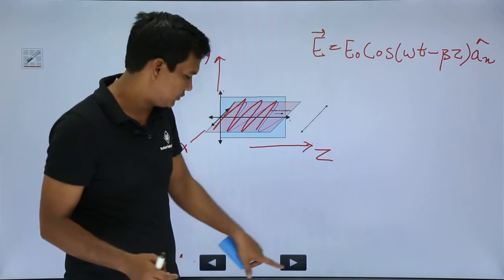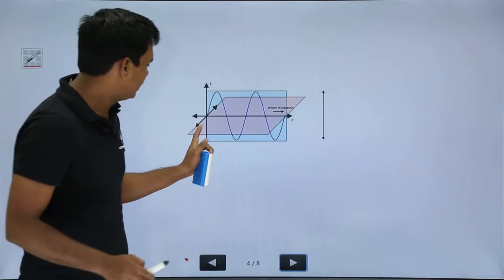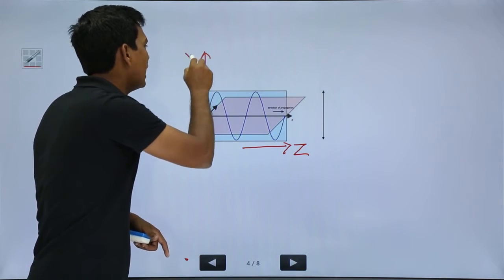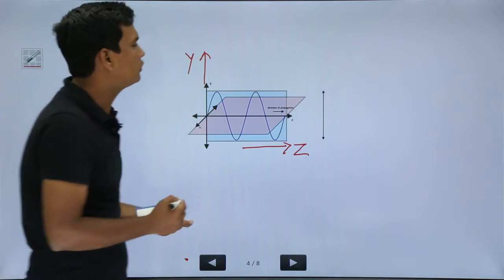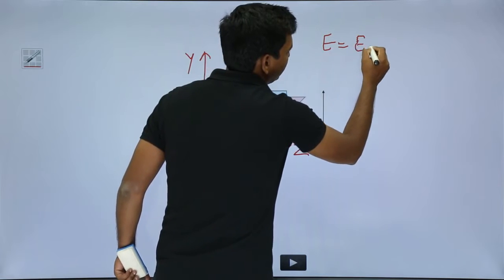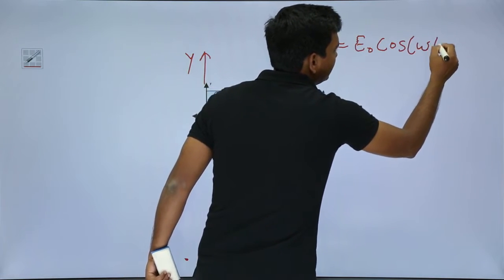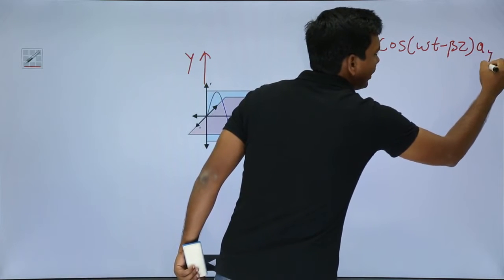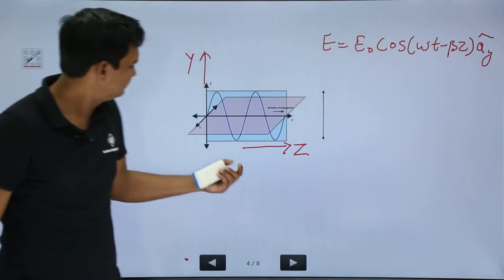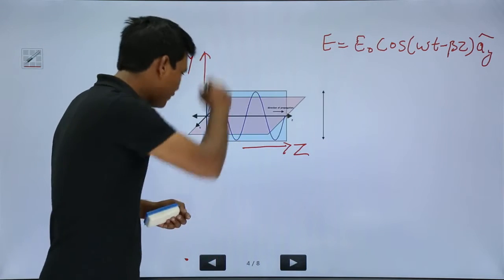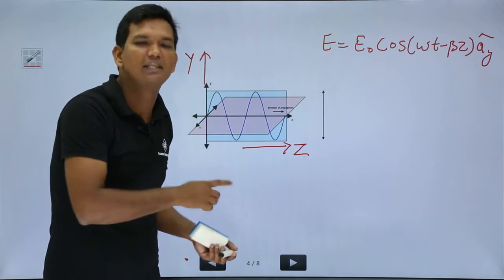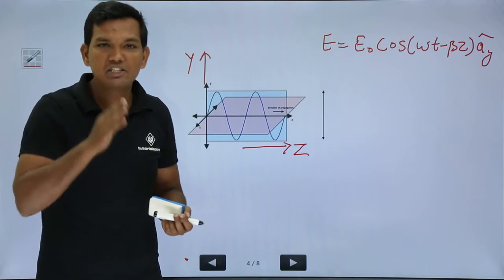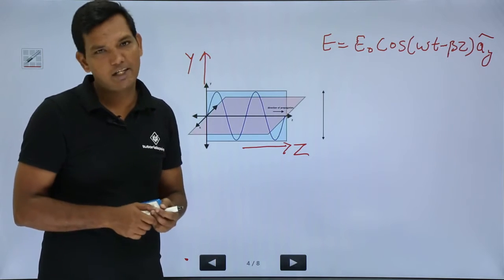Let us see the other scenario. Again, the wave is propagating along the z direction, but the variation of electric field is along the y direction. If I want to write the equation, how does it look? E is equal to E naught cos(omega t minus beta z), and as the variation is along the y axis, it would be a y cap. Though it is propagating in the z direction, the variation is now along the y axis. So it has one component, in this case along the y axis. Whenever your electric field varies along either the x or the y axis, it is linear polarization.